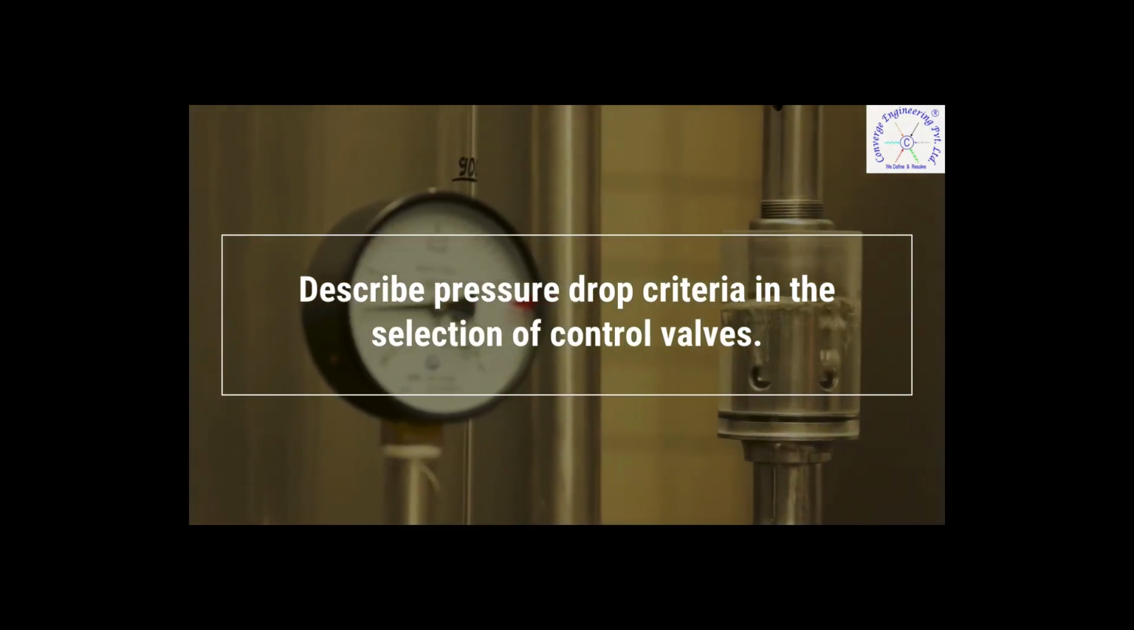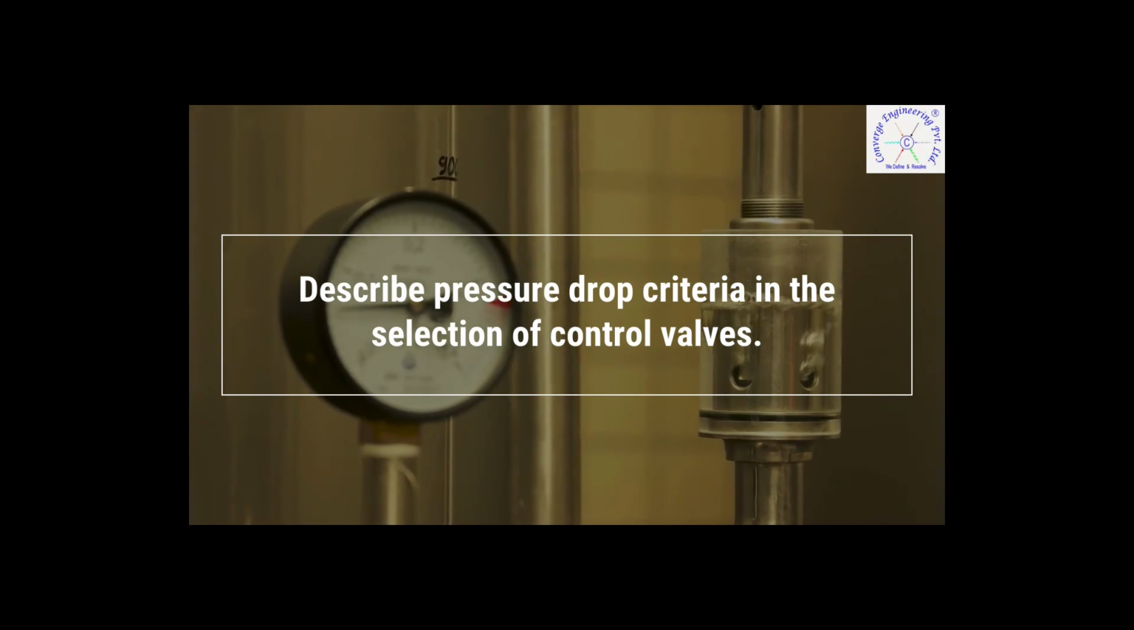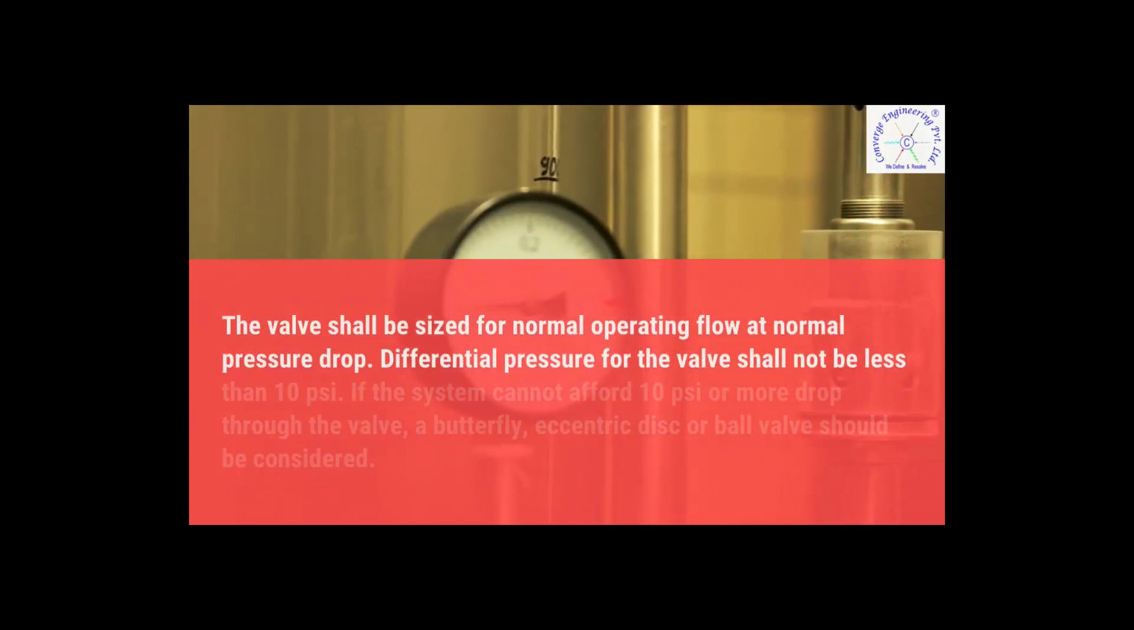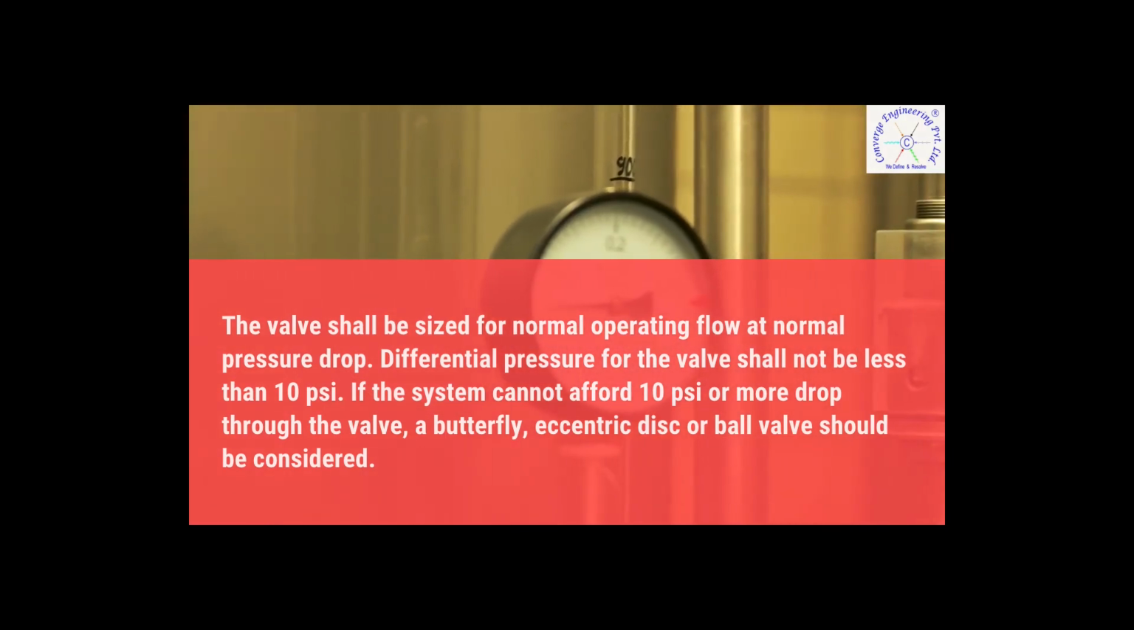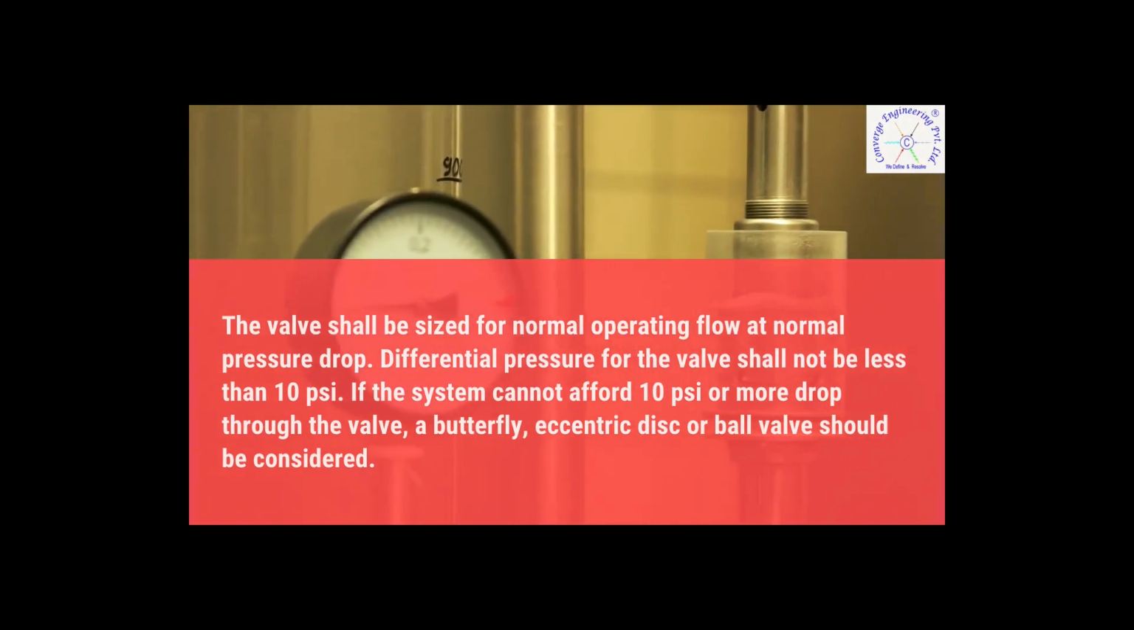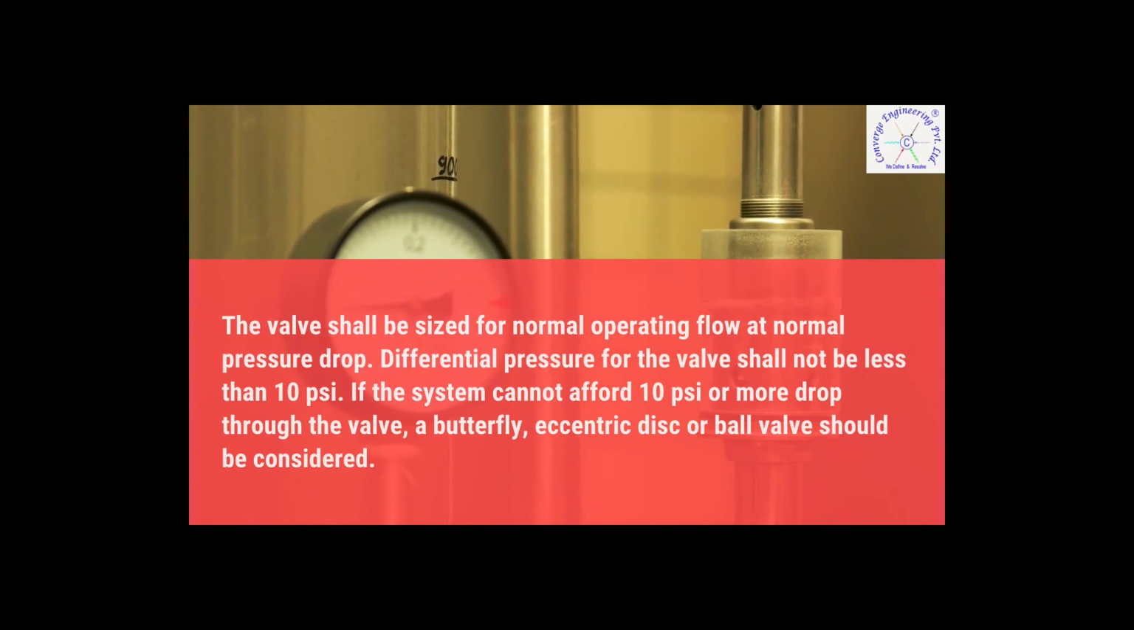Describe pressure drop criteria in the selection of control valves. The valve shall be sized for normal operating flow at normal pressure drop. Differential pressure for the valve shall not be less than 10 psi. If the system cannot afford 10 psi or more drop through the valve, a butterfly, eccentric disc or ball valve should be considered.